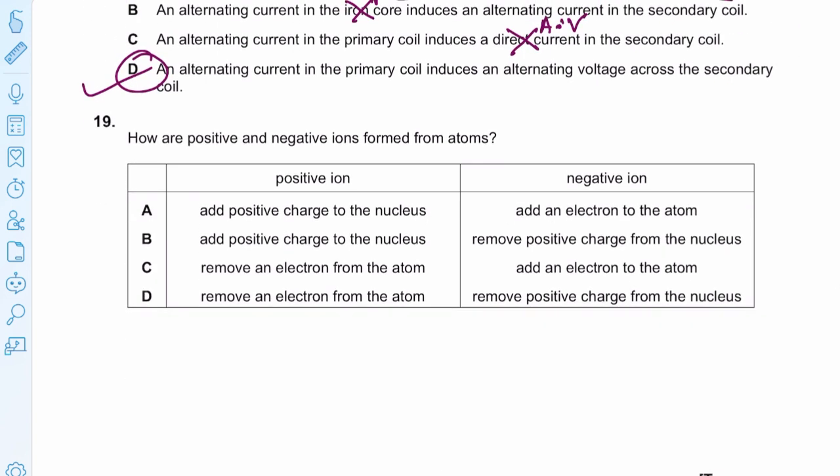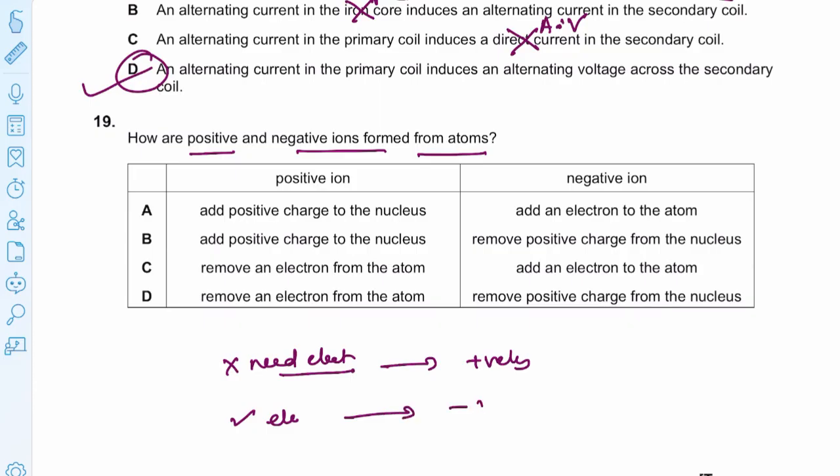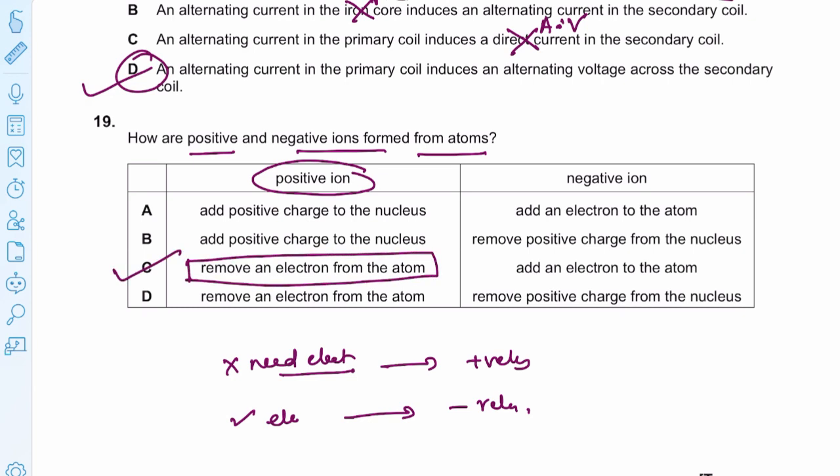Question number 19 is given: how are positive and negative ions formed from the atoms? Okay, remember, when an atom loses an electron, it becomes positively charged, right? When an atom accepts an electron, then it becomes negatively charged. Do you understand clearly? So positive ion means definitely it has removed an electron from the atom, right? And negative ion means it has added an electron to the atom. Do you understand clearly? That means option C is correct.